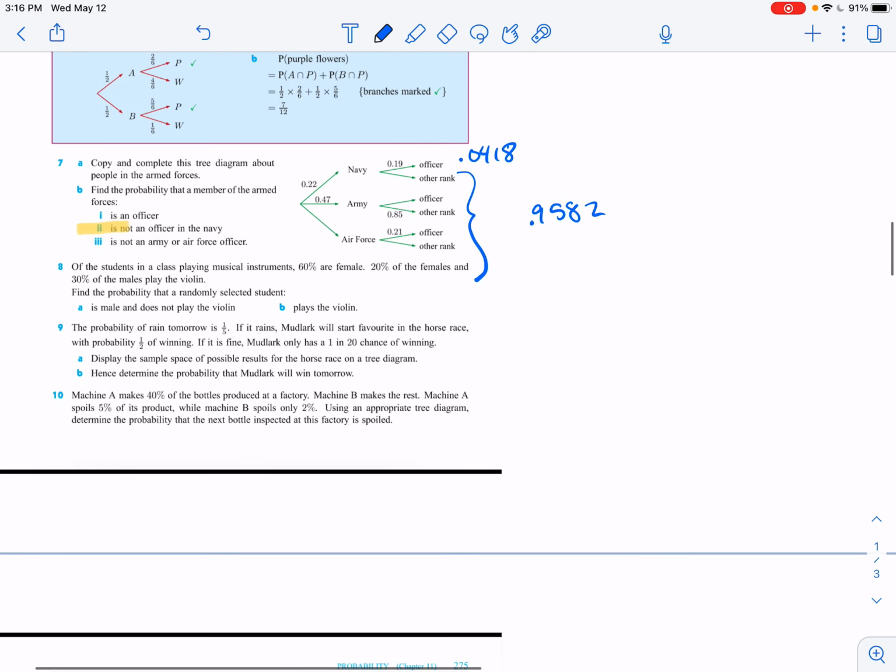Okay, so the next one, they said, find the probability that, here's this lovely little tree diagram, and the person was confused about "is not an officer in the Navy." So I went Navy, officer, and when you multiply those things, you get 0.0418. So everybody else is not an officer in the Navy. I added all those up, and that's the number I got. So basically what I did is I said 1 minus 0.22 times 0.19. Hopefully that makes sense, and that's where we got that answer.